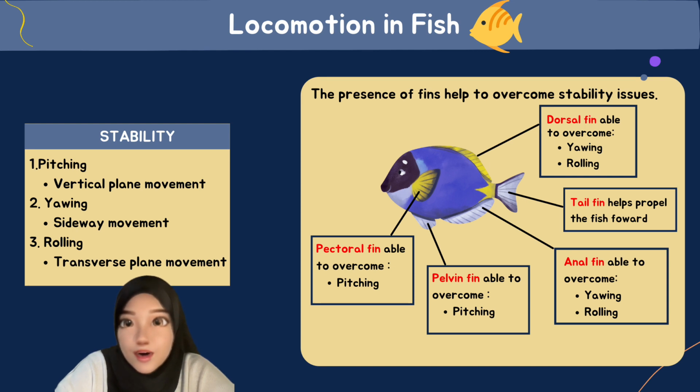Firstly, let's look at the dorsal fin and anal fin here. The dorsal fin and anal fin are able to overcome yawing and rolling problems, while the pectoral fin and pelvic fin are able to overcome the pitching problem, and lastly, the tail fin helps propel the fish forward. Now we have identified the problems and ways to overcome them for locomotion in fish. Now it's time to look at the mechanism of locomotion in fish.